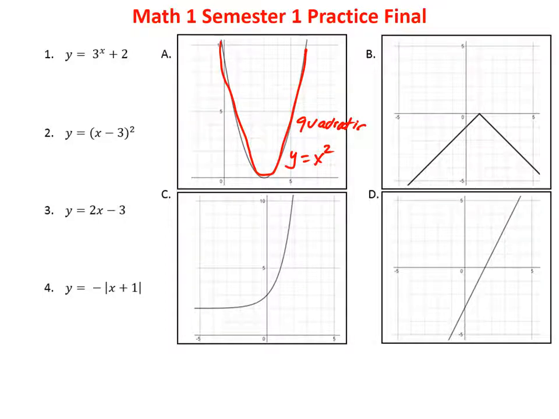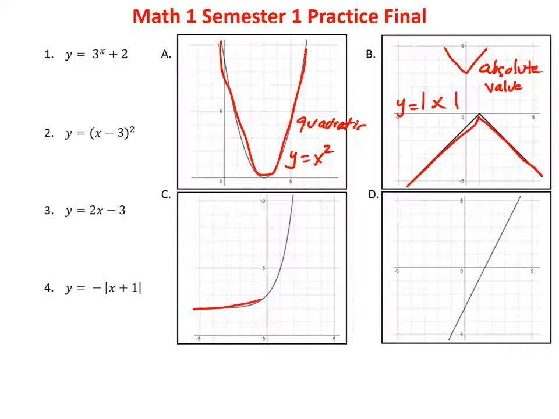The second one has a shape like this, looks like a pyramid. You'll also see it sometimes upside down like that, more common. This is our absolute value. And this usually is designated with the absolute value markers. You'll see two brackets and something inside, absolute value.